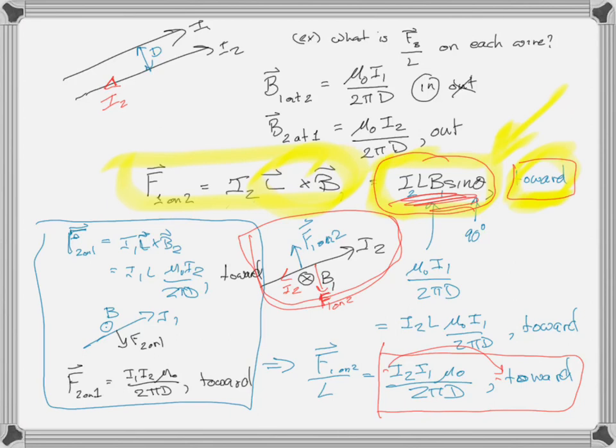So if the currents are in the same direction, it's an attractive magnetic force between the two wires. And if the currents are in the opposite direction of each other, then it's going to be a repulsive force between the two wires. You can figure that all out by looking at the cross product and the directions of the fields and the currents.